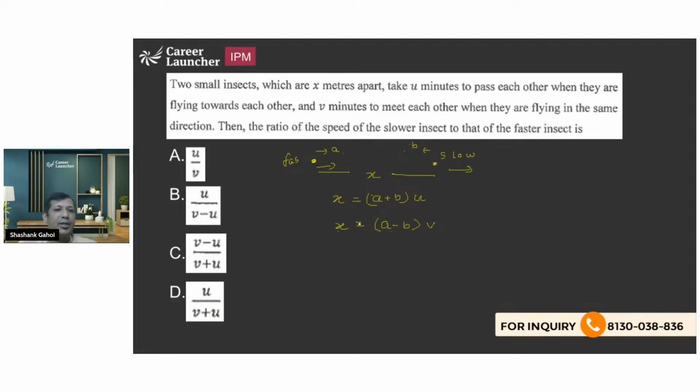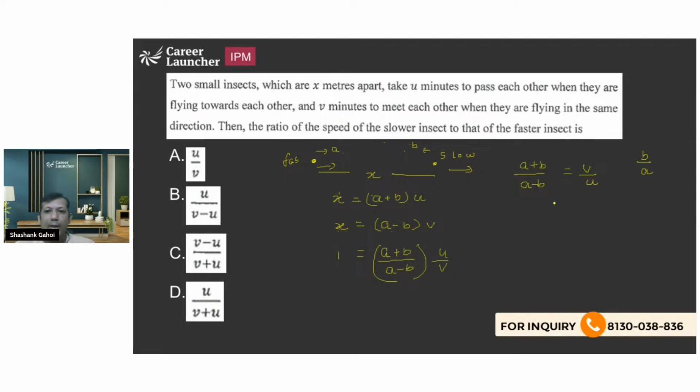अब क्या करेंगे, अब सीधे डिवाइड कर दो, सोचो मत, डिवाइड कर दो. सो आई एम गोइंग टू गेट x अपॉन x, दैट इज 1, एंड दैट इज इक्वल टू a प्लस b अपॉन a माइनस b टाइम्स u अपॉन v. सो यहां से हमको मिलेगा a प्लस b अपॉन a माइनस b एंड दैट इज इक्वल टू v अपॉन u. ये हमको आ गया, ये इक्वेशन. अब हमको क्या चाहिए, हमको चाहिए b अपॉन a की वैल्यू चाहिए, क्योंकि स्लोअर स्पीड अपॉन फास्टर स्पीड चाहिए. सो वी आर लुकिंग फॉर द वैल्यू ऑफ b अपॉन a.